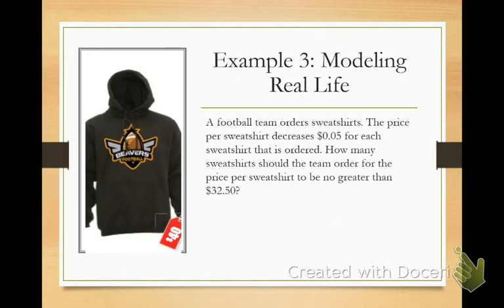All right. Our hoodie problem. A football team orders sweatshirts. So did you know that the more you order of something, especially when it's custom printing, the more you order, the less each one costs? So that's essentially what's happening here. Because they have to make up the screen and do all that. So a football team orders sweatshirts. The price per sweatshirt decreases by 5 cents for each sweatshirt that is ordered. How many sweatshirts should the team order in order for the price per sweatshirt to be no greater than $32.50?